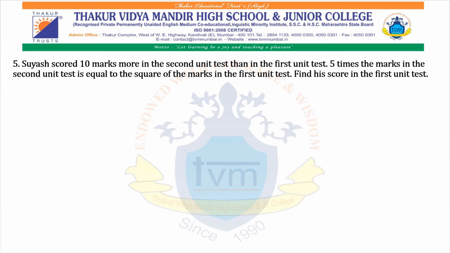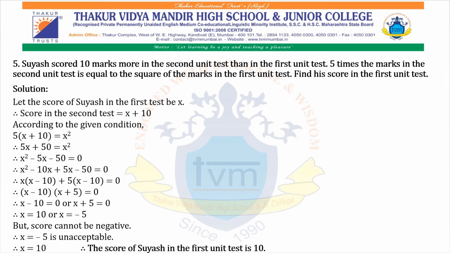Question 5. Suyash scored 10 marks more in the second unit test than the first unit test. 5 times the marks in the second unit test is equal to the square of the marks in the first unit test. Find his score in the first unit test. Solution. Let the score of Suyash in the first test be x. Therefore, the score in the second test is equal to x plus 10. So, according to the given condition, 5(x plus 10) is equal to x square.